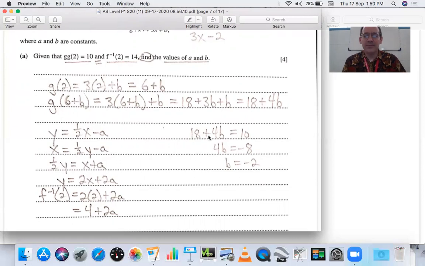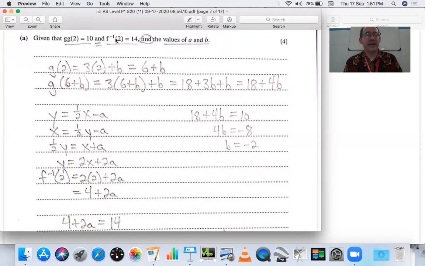We get 18 plus 4b equals 10. The 10 comes up here from the composite function equation they provided. So we get 18 plus 4b equals 10, 4b equals negative 8, therefore b equals negative 2.